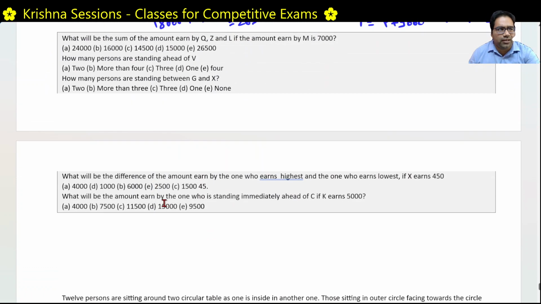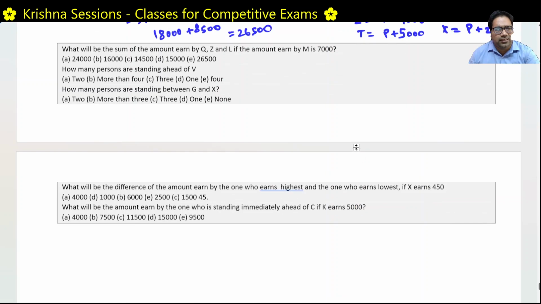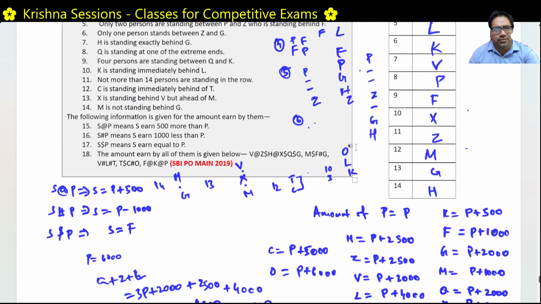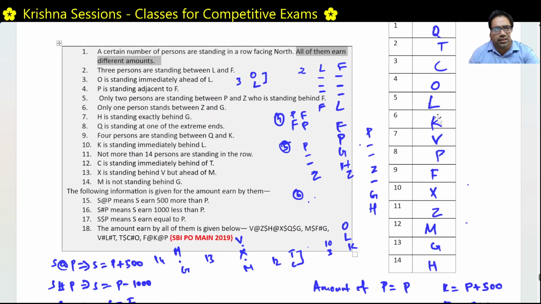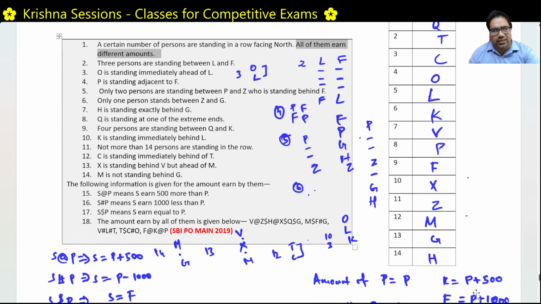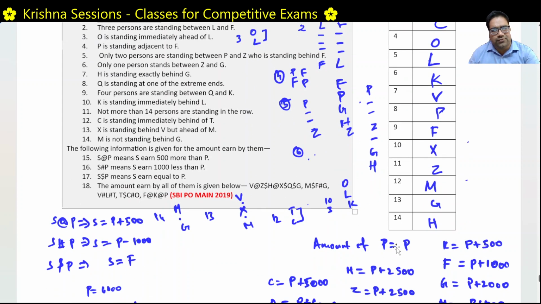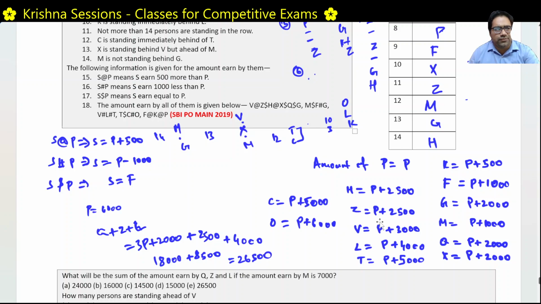What will be the amount earned by the one who is standing immediately ahead of C, if K earns 5000? Ahead of C. Who is ahead of C? It is T. Right. K earns 5000. K earns 5000 means P is 4500.